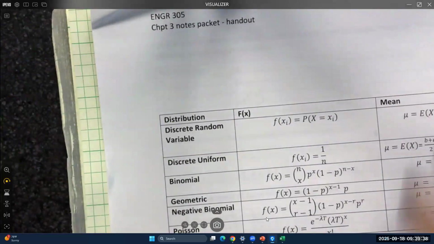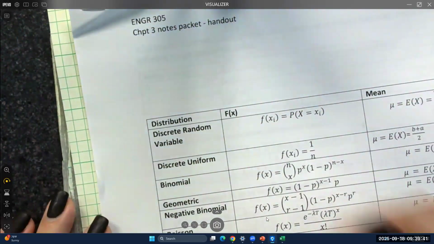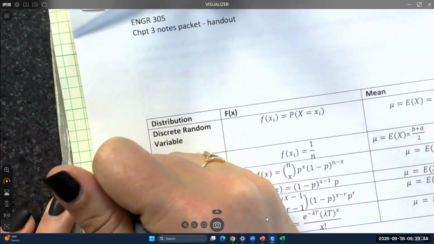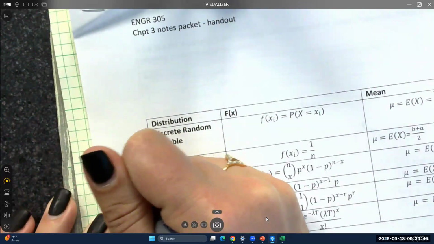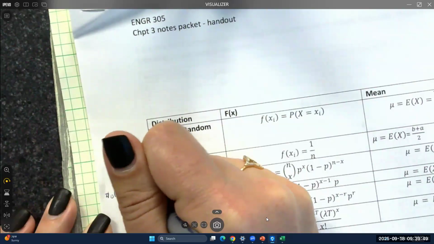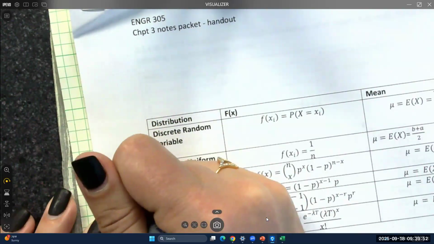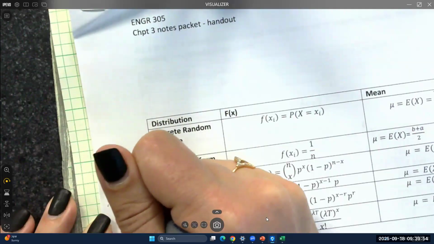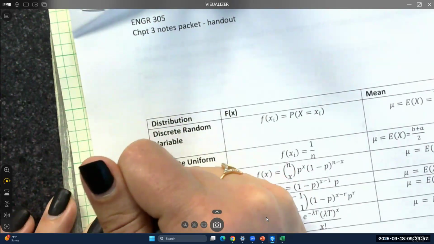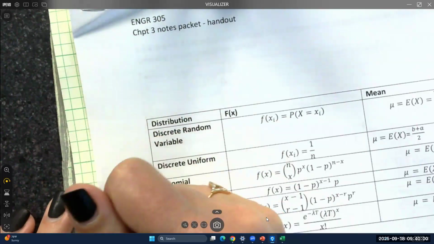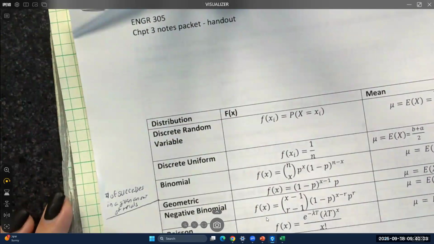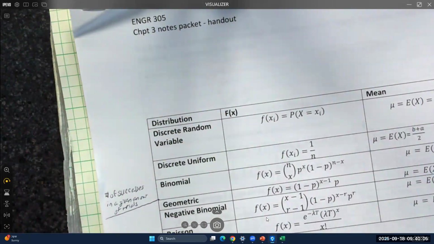Just to remind ourselves. So the binomial, I'm looking for number of successes in a given amount of trials. So my number of trials is the given information. And I'm trying to figure out how many successes are going to happen. If I flip a coin 50 times, how many times will I get a heads? So my number of trials is what's given, and I'm trying to see how many successes occur.